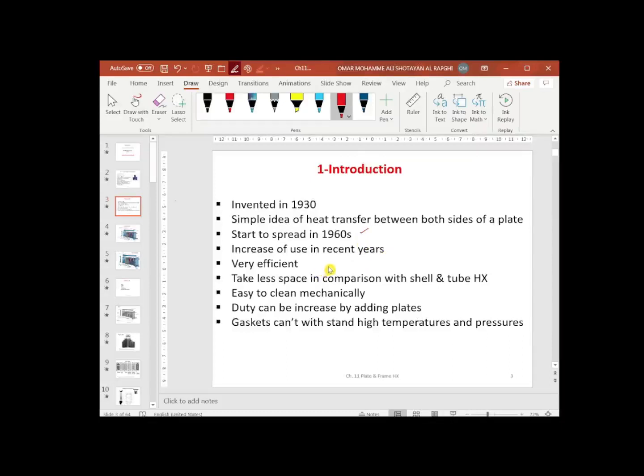It is a very efficient heat exchanger. It takes less space compared with the space needed for a shell and tube heat exchanger. It can be easily mechanically cleaned. Duty, or the heat rate, can be increased by adding plates. Gaskets cannot stand high temperature and pressure.